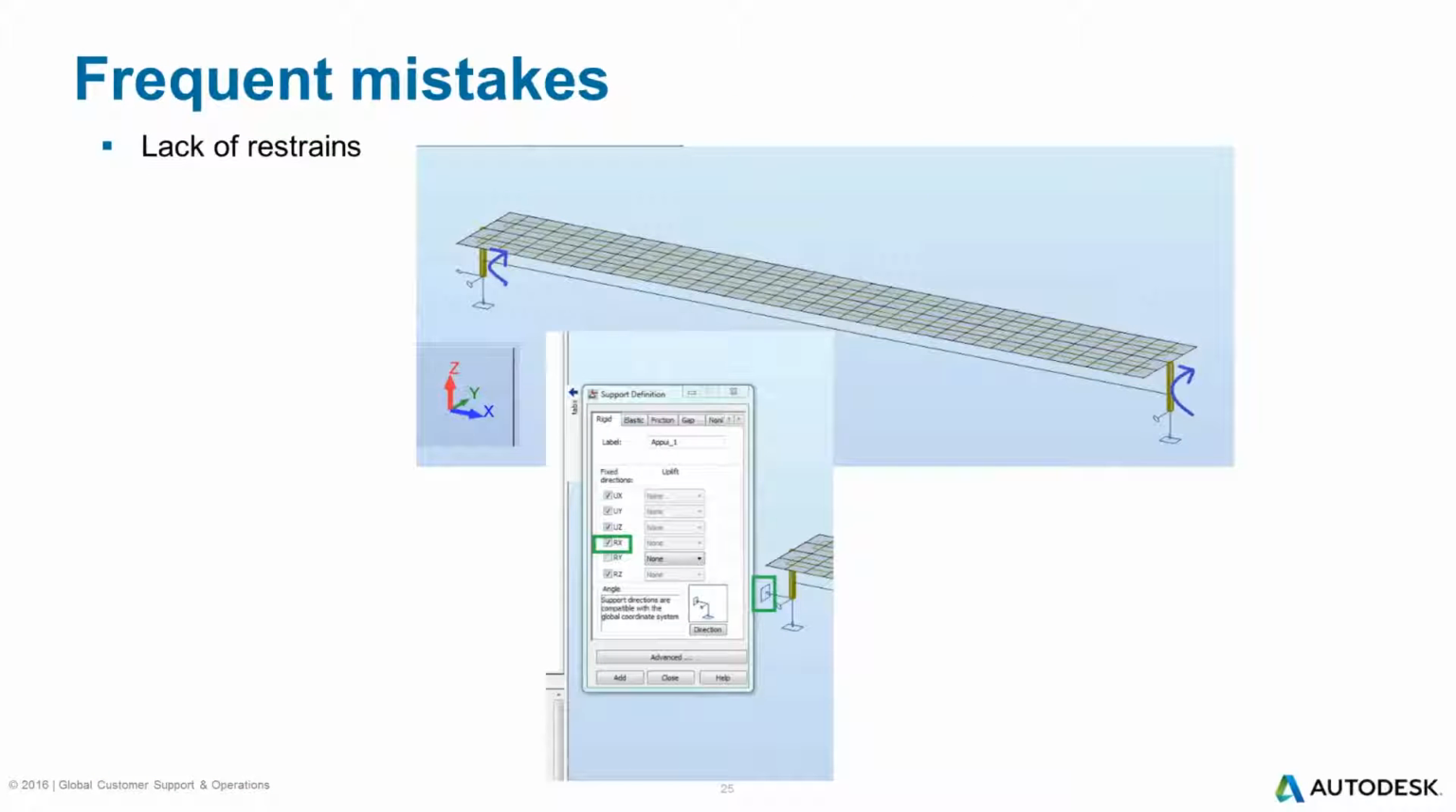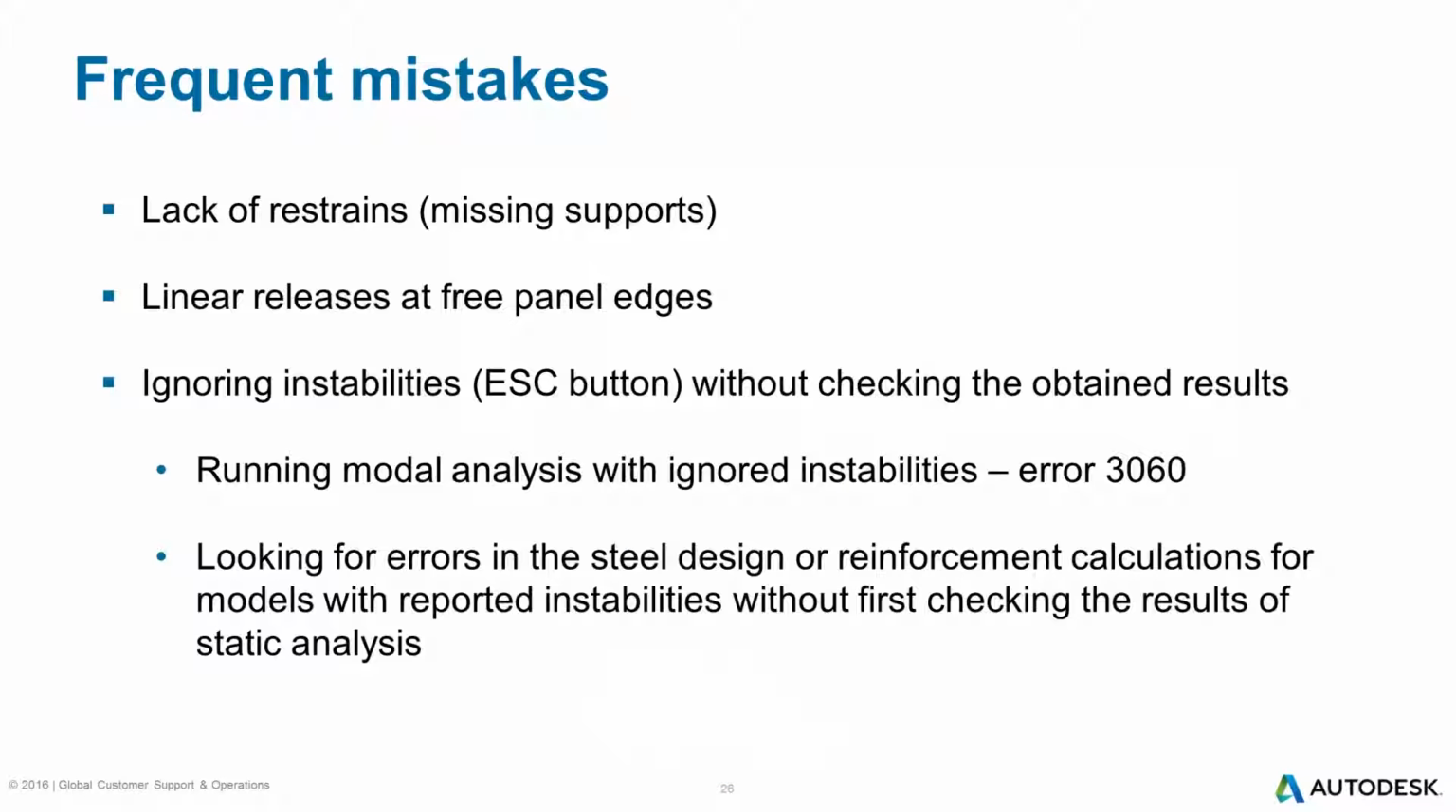And finally, I'd like to focus your attention on typical mistakes. First of all, make sure you defined correct support conditions. Check if your block required degrees of freedom for supports, don't apply releases at free panel edges, don't treat the escape button as the solution for reported instabilities. Check the results first. Make sure you have this check done before running the dynamic load cases, and the same applies to code checking models of Robot.